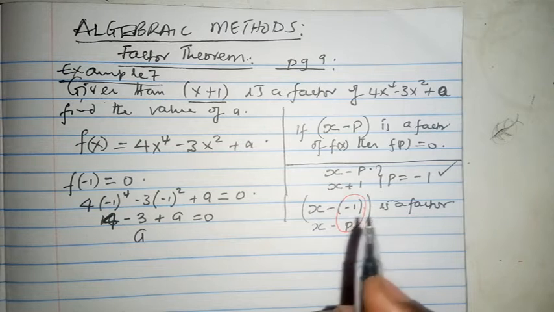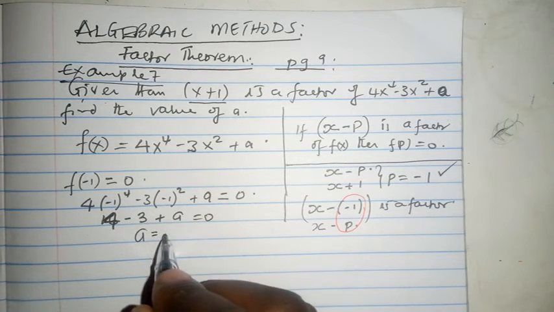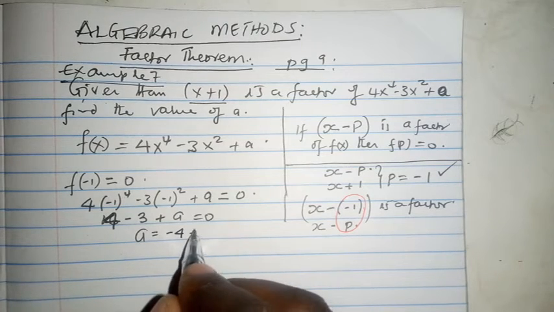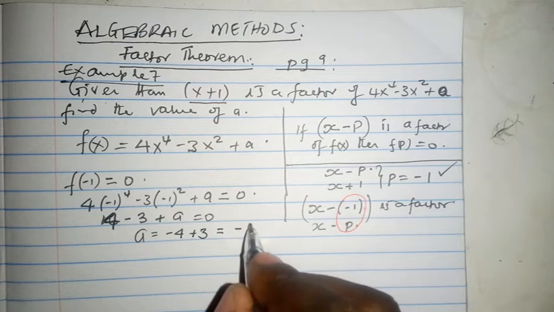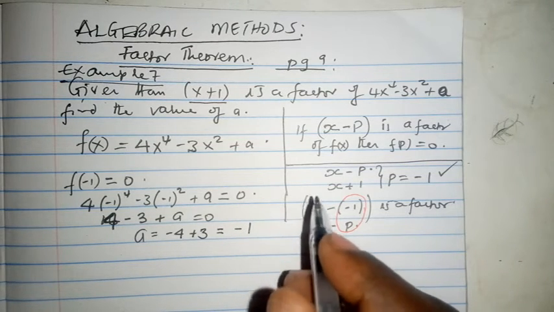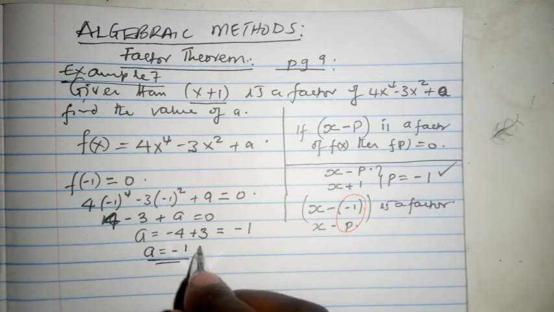Making a the subject of the formula, a is simply minus 4 plus 3, which is easily negative 1. So at the end of the day, you realize that a is negative 1, and that is just like it.